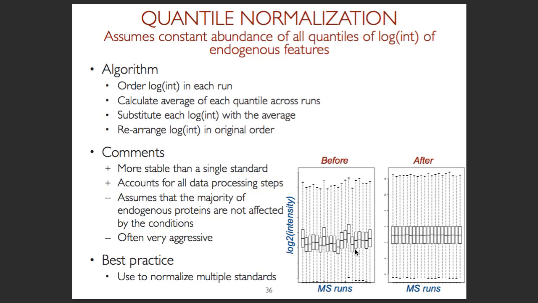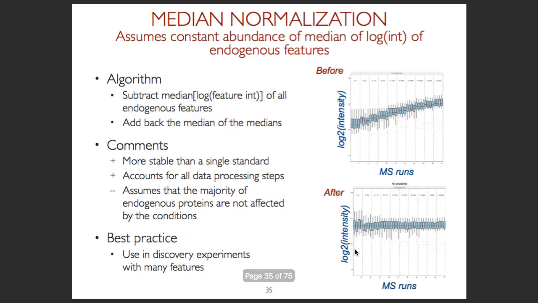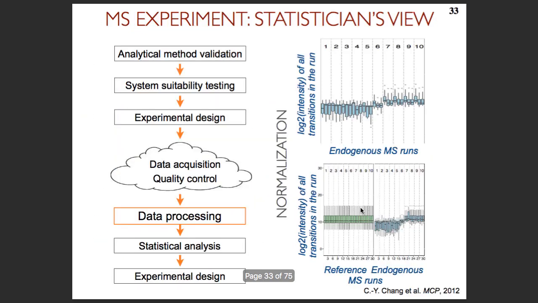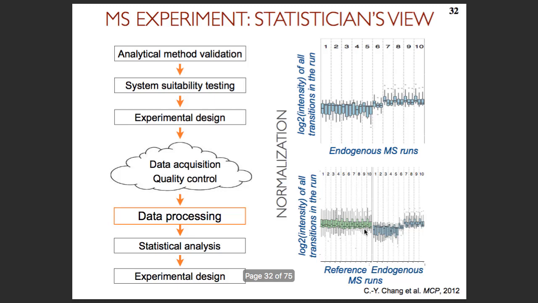The reason why we potentially use multiple standards, let's say for SRM experiments, is because when you equalize the medians, it means that you say, okay, there's a shift in the signal between the runs. So you assume that this shift is constant, meaning that whatever happens to the run, it affects every single protein the same way. And so this is a really big assumption, right?